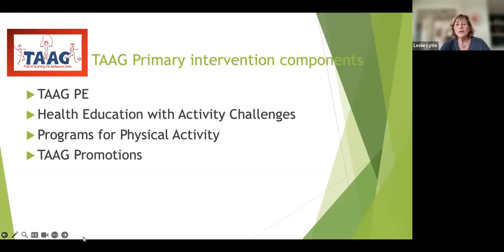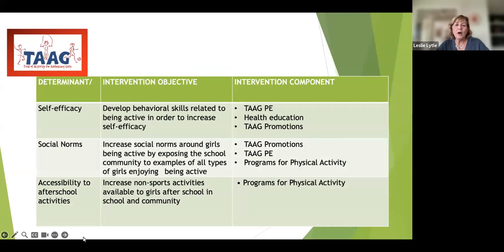Now, what I want to show you is that those 4 components can actually map on to both our intervention objectives and our determinants. So again, we're always going back to what is the determinant and what are we trying to change? So I want you to note that each component may impact more than one environment, and that the same determinant may be targeted through several components. So as an example, that social norm objective, which is to increase the normative expectation that girls being active is a normative positive thing, our TAG promotions was probably our primary intervention component, because that was our social marketing. We were really trying to drive home this idea that all girls can and should and would enjoy being active.